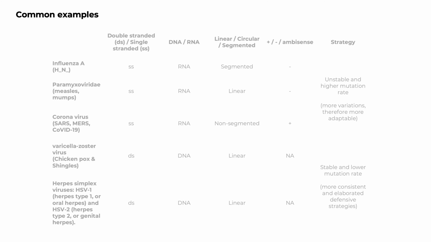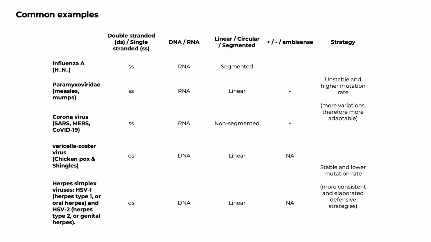Now that we have gone through all four factors which we will examine when it comes to viral genetic materials, let's take a look at some common examples. So over here we have the influenza A virus, the virus that's responsible for causing measles and mumps. Our coronavirus, which is responsible for SARS, MERS, and the current COVID-19. The virus responsible for chickenpox and shingles, as well as the one that's responsible for herpes.